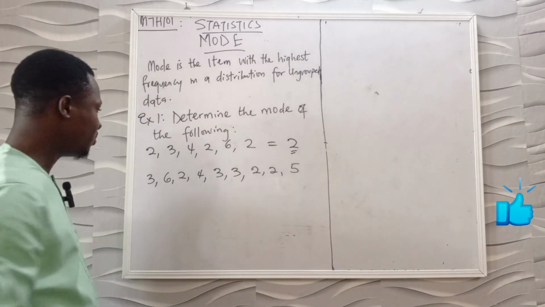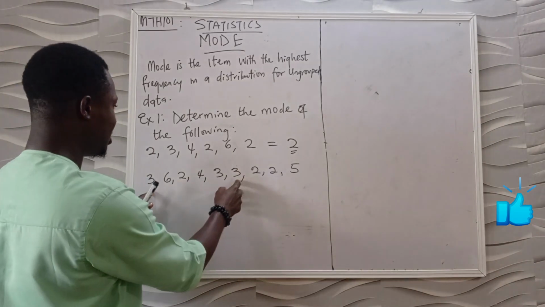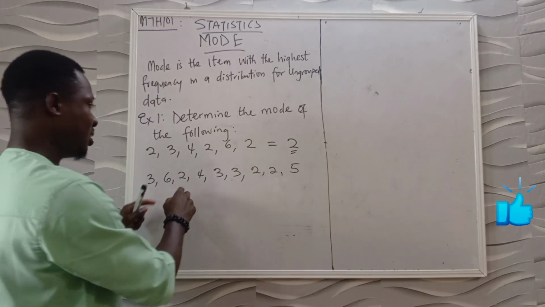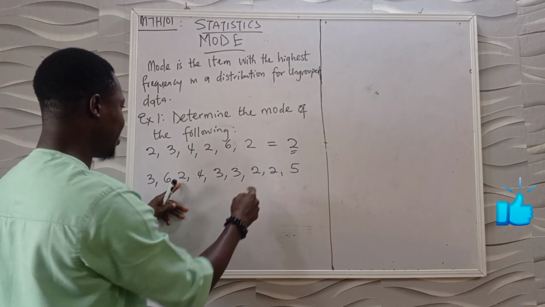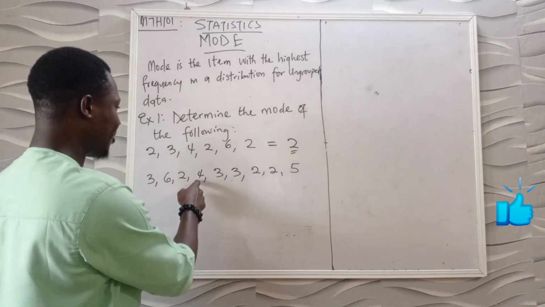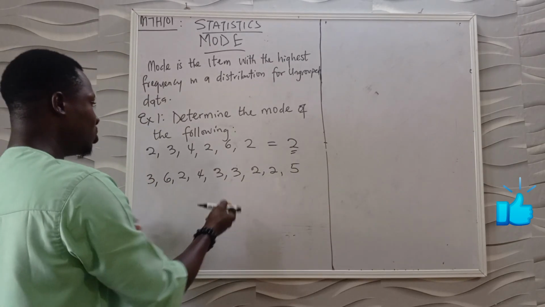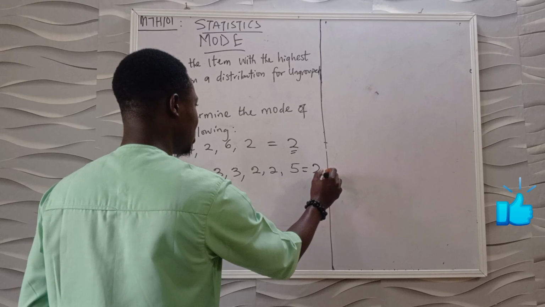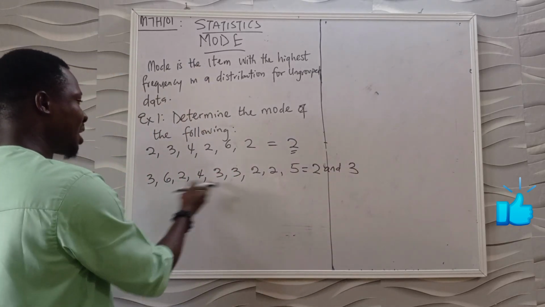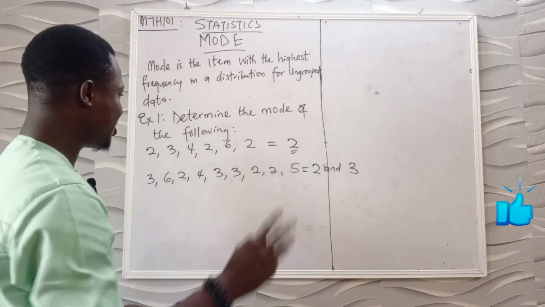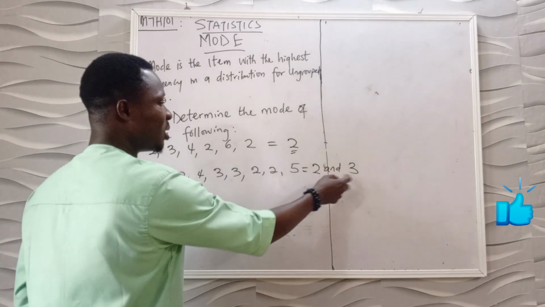Look at this second distribution. We have 3, which appeared 3 times. We have 6, which appeared once. Number 2 appeared 3 times. Number 4 appeared once, and number 5 appeared once. So our mode will be what? 2 and 3, because they both appeared 3 times.